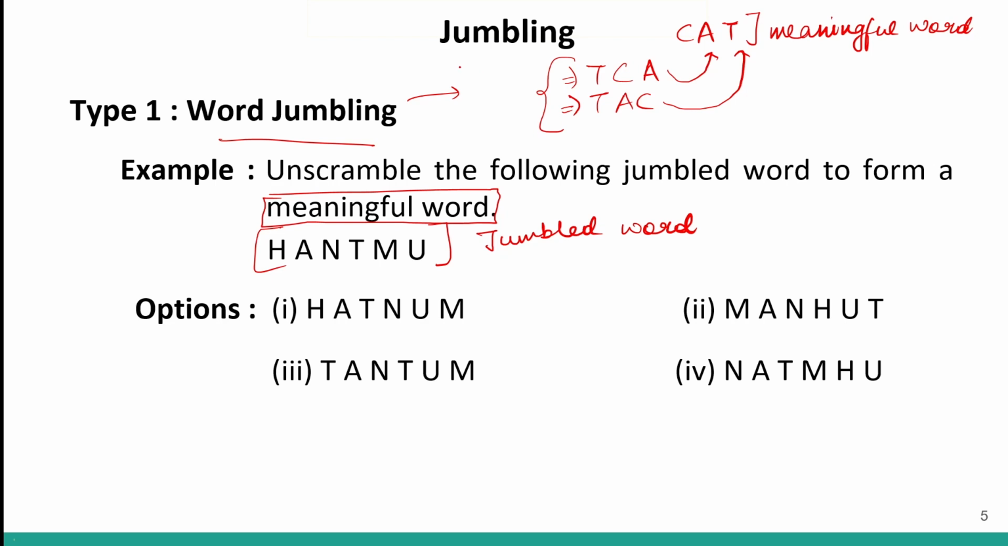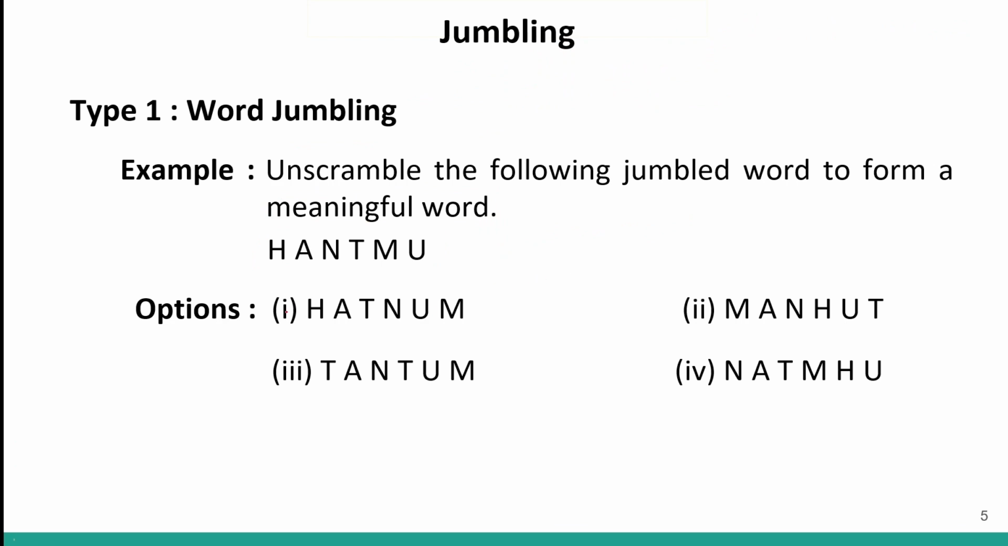So these are all scrambled or jumbled words. So, what do you mean by word jumbling? Basically, we take a meaningful word and scramble the alphabets. We jumble up the alphabets. So, if you look at this question, this is given to us. These are some alphabets that are jumbled. And we have to find out a meaningful word that can be formed using all these alphabets.